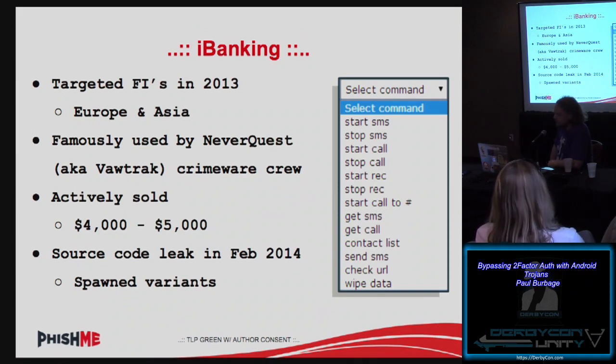Initially sold, it was between 4K and 5K US dollars, so a pretty high entry point, but more oriented towards the crimeware crews that you see utilizing that type of software. The source code for this particular family was leaked in 2014, and of course, with any crimeware kit that's leaked, that spawns variants. As a good example, the crimeware family Zeus had the same issue and spawned several variants.